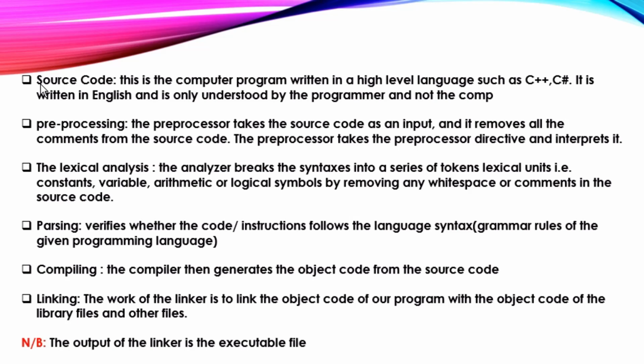For example, in the DOS, the extension of the executable file is exe, and in Unix, the executable file can be named as a.out. We have now seen how a compiler works, and we have also seen the stages or the processes that a compiler goes through.